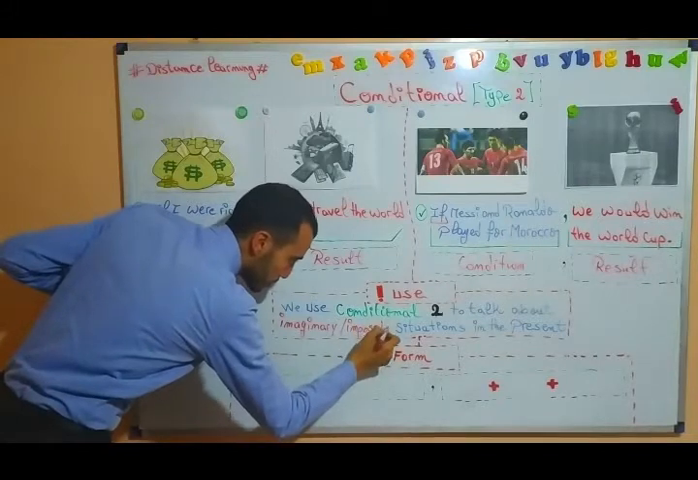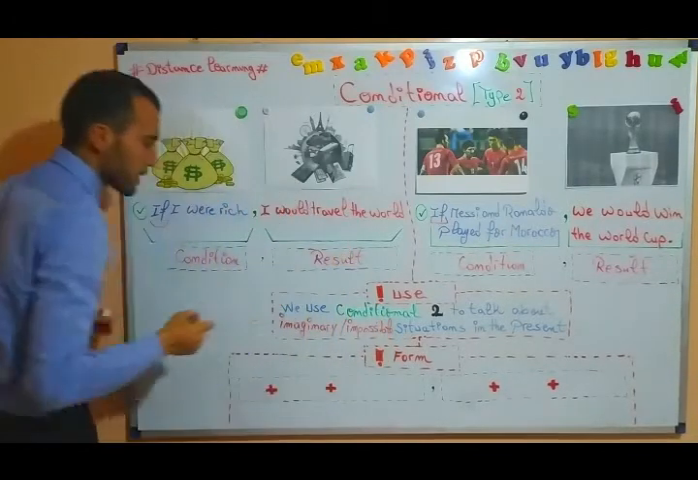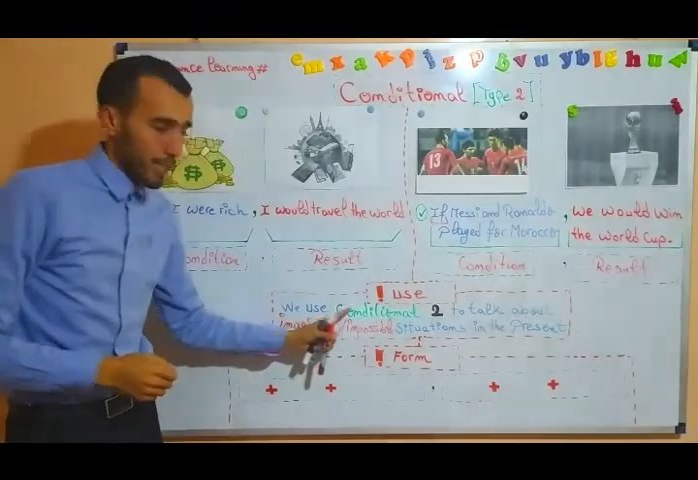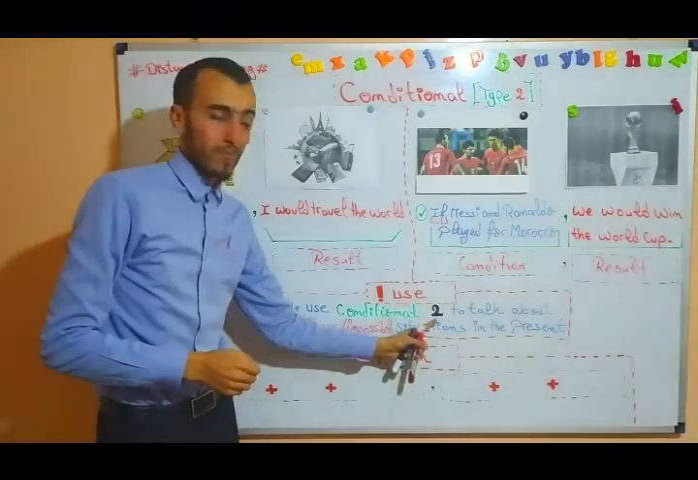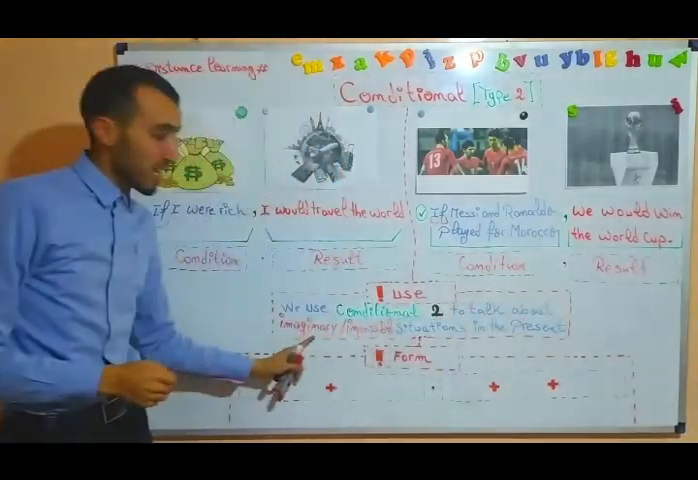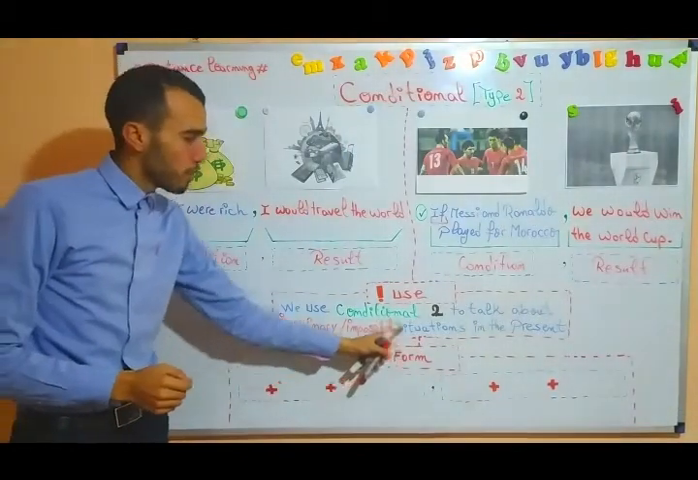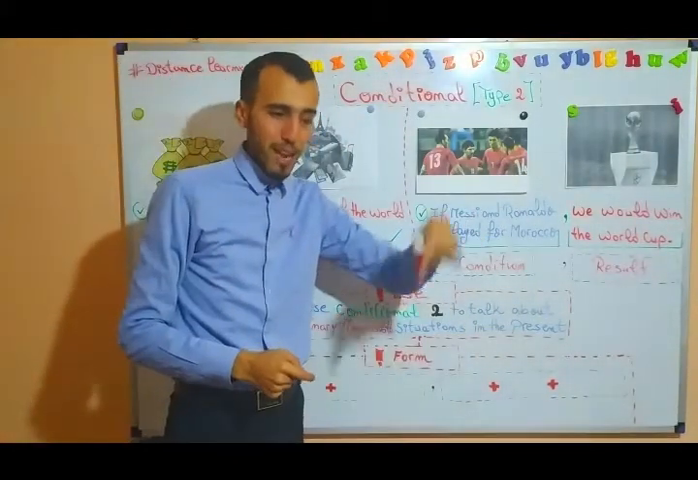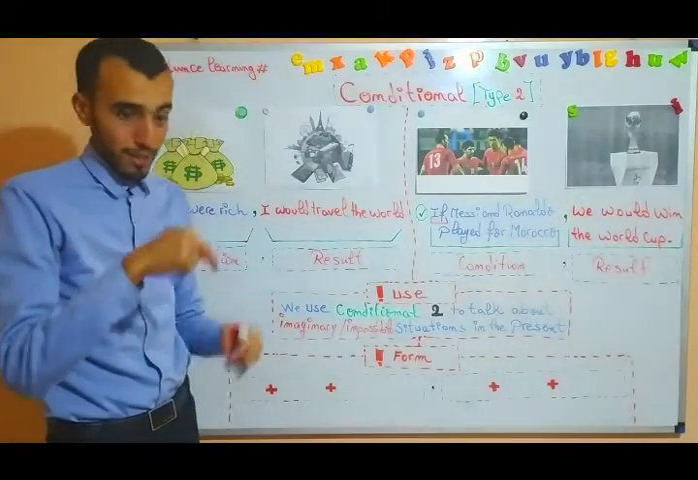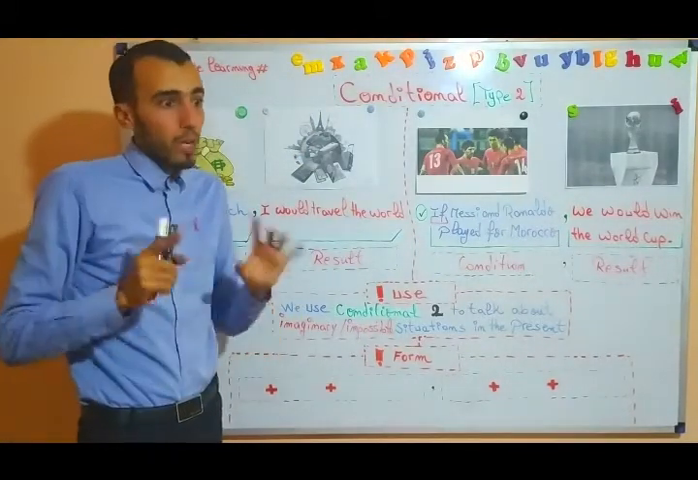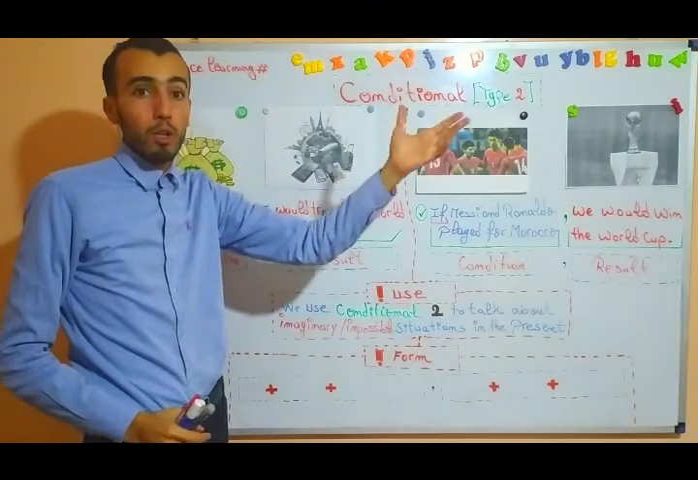So, generally, we use conditional type 2 to talk about imaginary, impossible situations in the present, now. Okay, remember, the time is now. Now I'm not rich. I cannot travel the world.